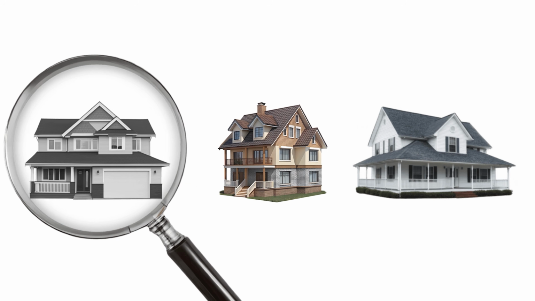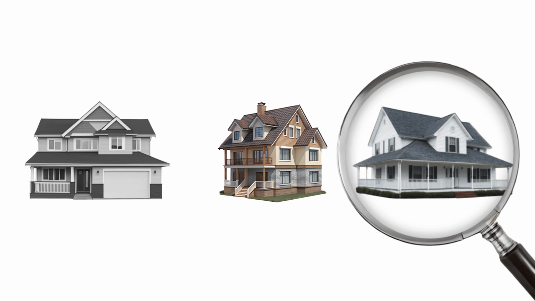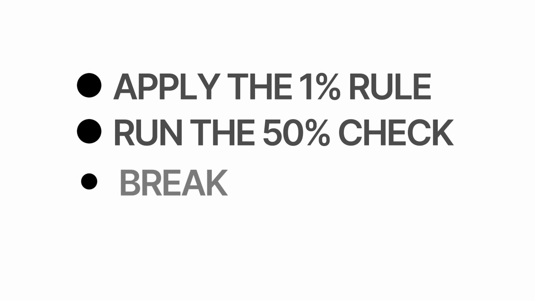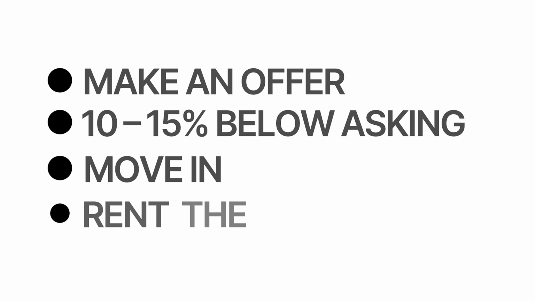Find a duplex, triplex, or a 3-bed single-family home. Get pre-qualified for an FHA or conventional owner-occupied loan, 2 or 3 lenders. 20 minutes each, it's free. Apply the 1% rule. Run the 50% check. Break down the full numbers. If the deal clears 8% cash on cash, make an offer 10 to 15% below asking. Move in, rent the other rooms. In 12 months, you have a cash flowing rental and you are ready to do it again.